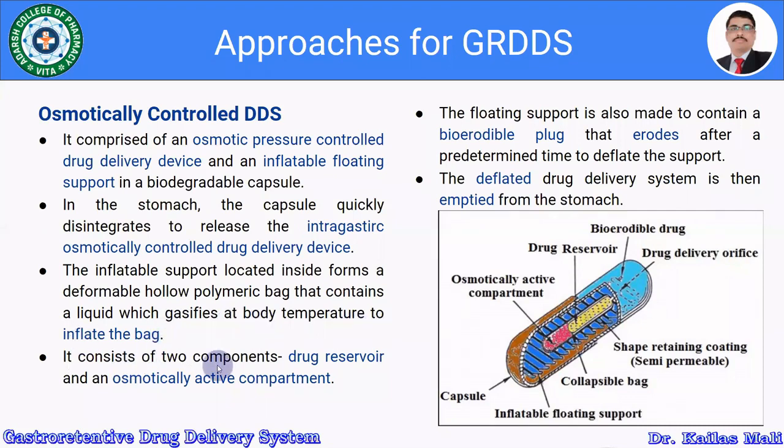It consists of two components, that is a drug reservoir and an osmotically active compartment. The floating support is also made to contain a bioerodible plug that erodes after a predetermined time to deflate the support. The deflated drug delivery system is then emptied from the stomach. So this is about the osmotically controlled gastroretentive drug delivery system. Let us move towards the next approach.